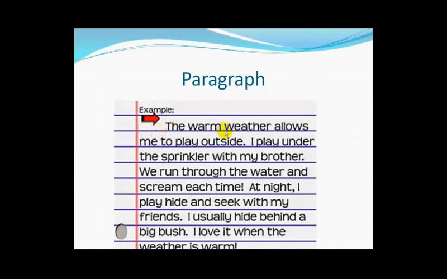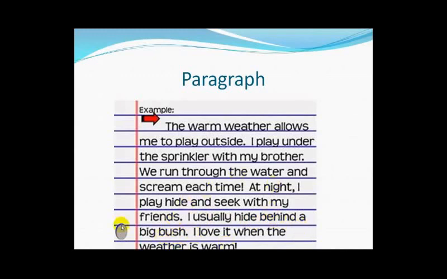But if you look at this, we talked about the first one, topic sentence: the warm weather allows me to play outside. So it gives us this clue that the rest of the paragraph would be about what? Warm weather and how that person enjoys playing there, how that person enjoys warm weather. Okay, I play under the sprinkler with my brother. We run through the water and scream each time. At night, I play hide and seek with my friends. I usually hide behind a big bush.